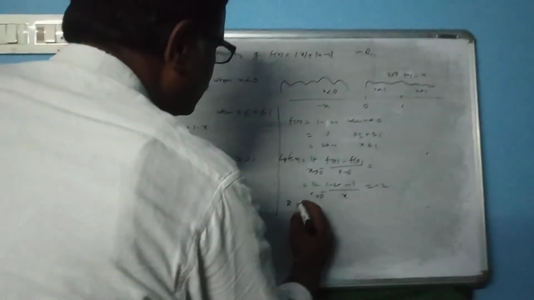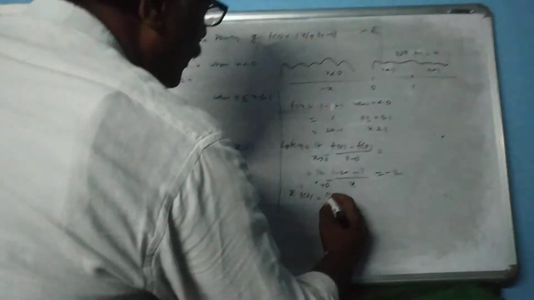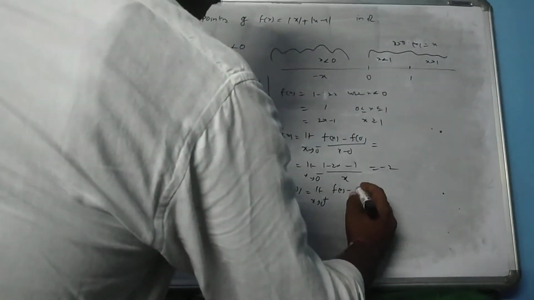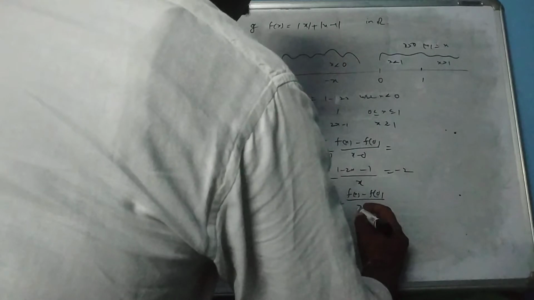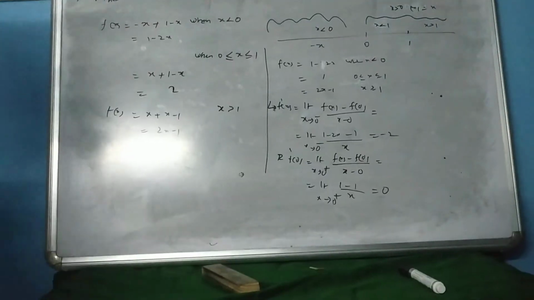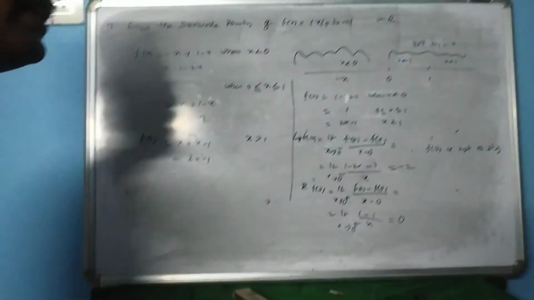Or the right derivative at 0: same thing, limit as x tends to 0 plus of f of x minus f of 0 by x minus 0. This means limit as x tends to 0 plus, what is the value of f of x in this? Therefore, f dash 0 does not exist. f is not derivable at 0.